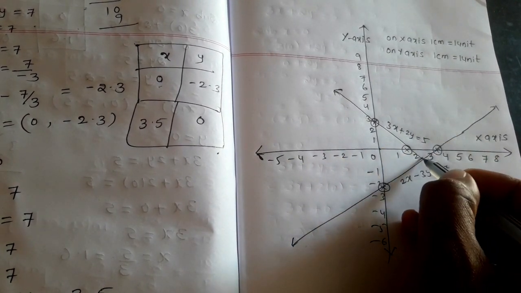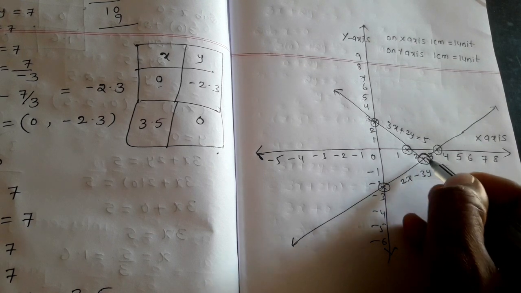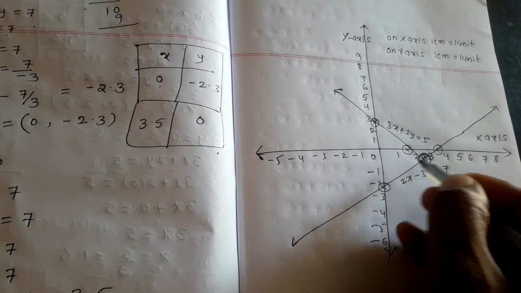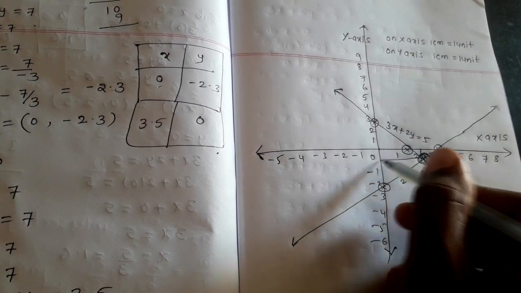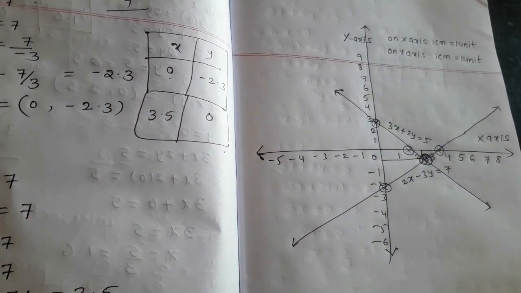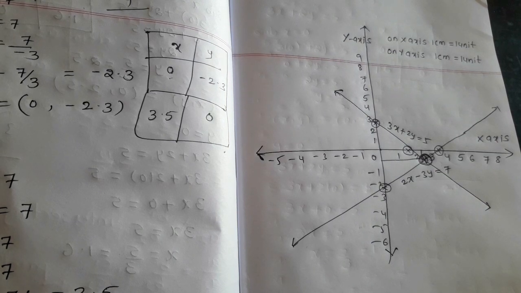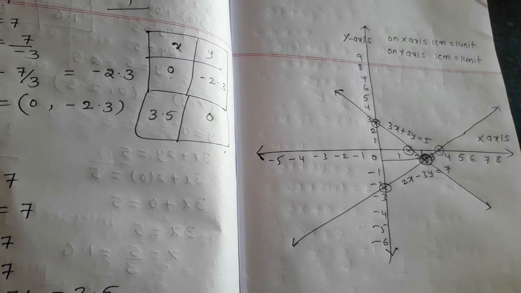So the two lines are intersecting here. It has one solution. So this point is the solution. Where it is touching the x-axis and where it is touching the y-axis, we have to see from the graph sheet and write the solution. So like this we have to draw the graph.